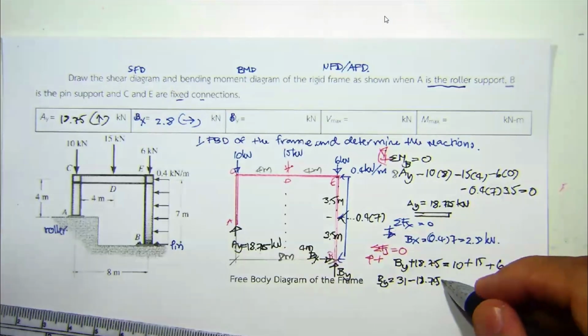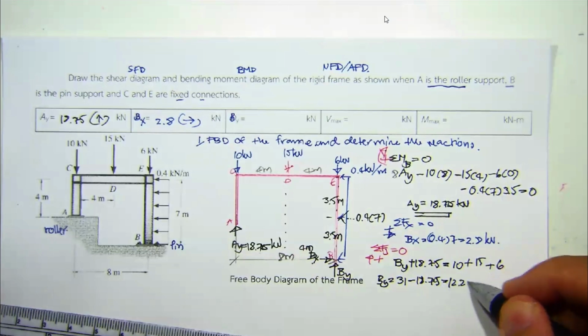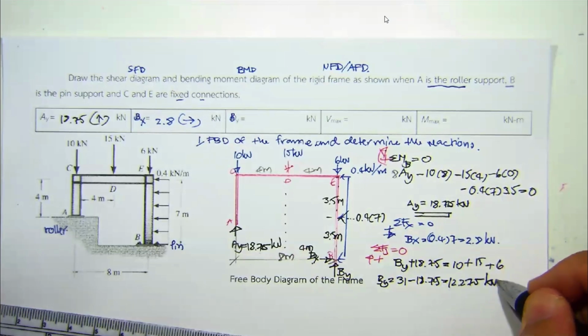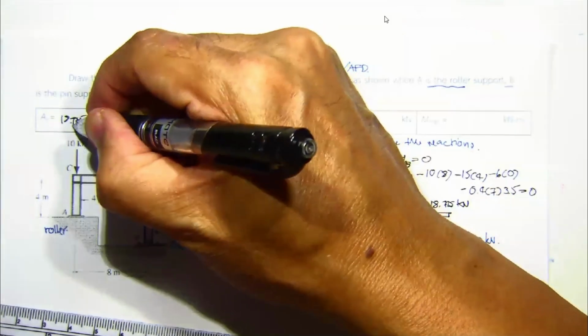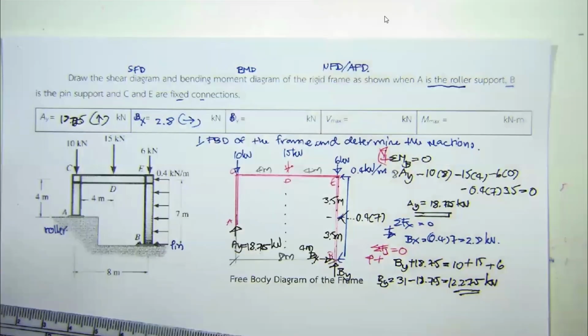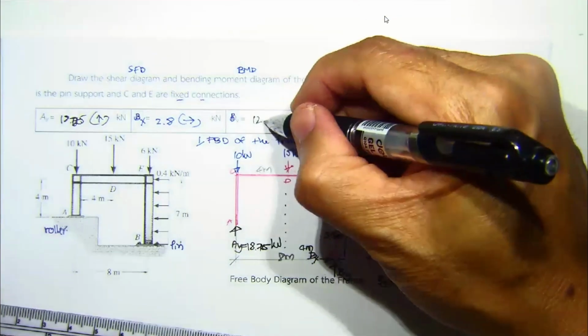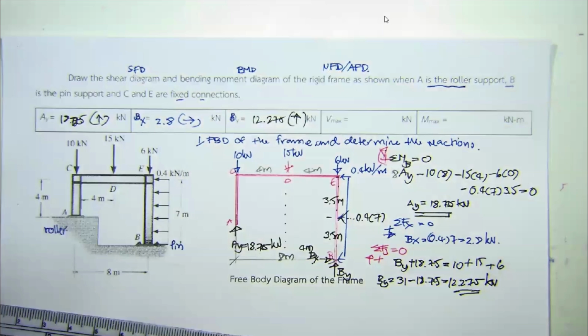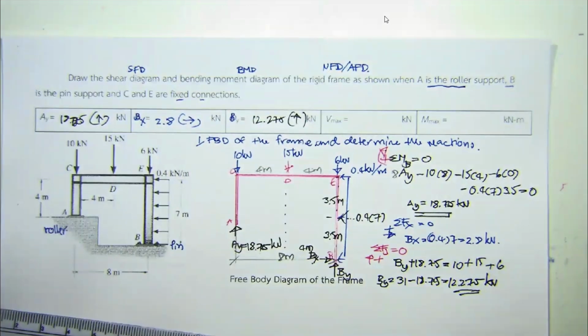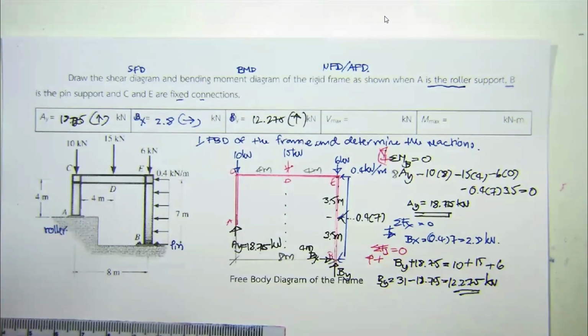725. That's gonna be 12.275 kilonewton. We have this one 725, and this one 12.275, and then upward. Okay. Now we go to the second step.